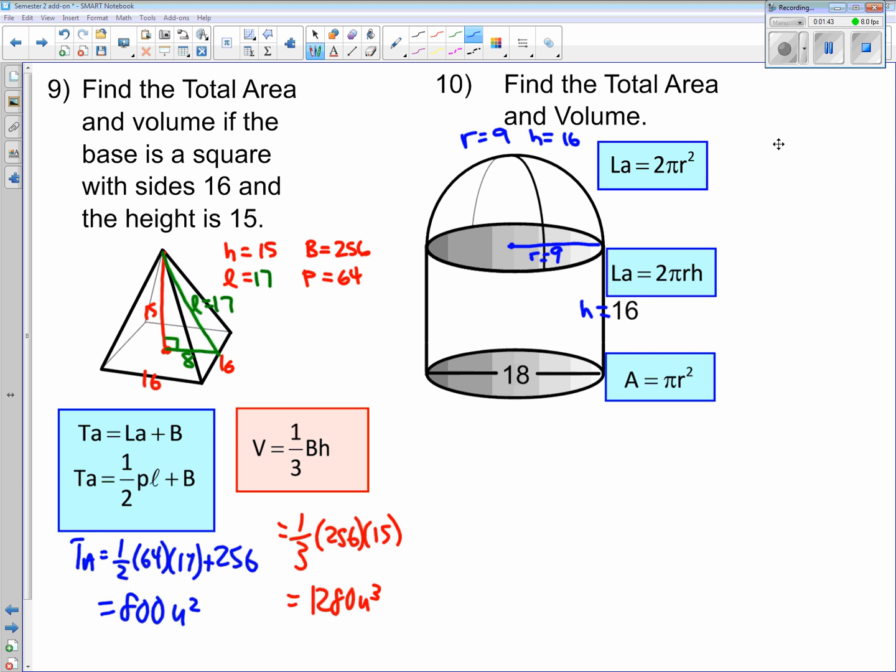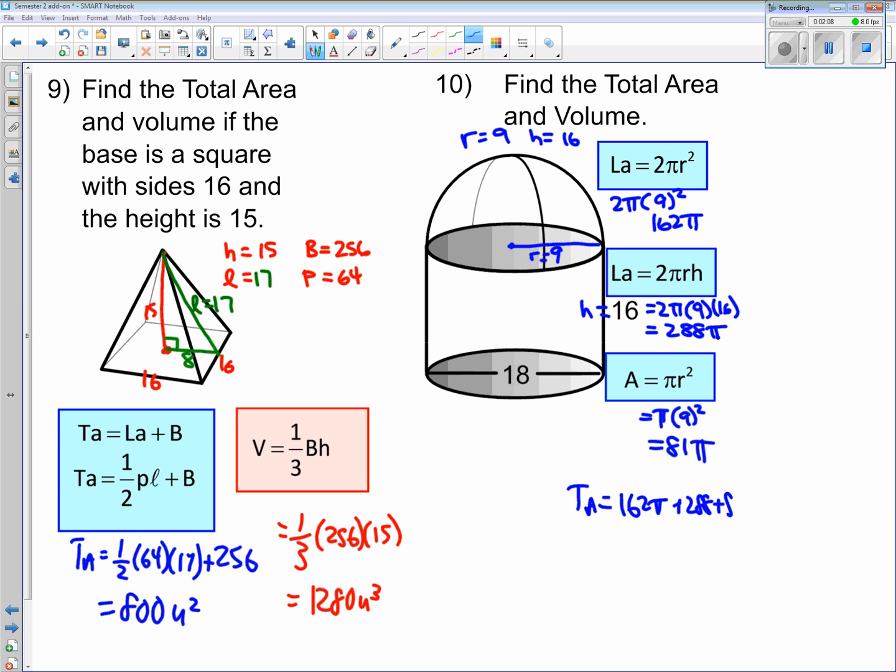So for the hemisphere, we're going to go 2 times pi times 9 squared. It's going to give us 162 pi. For the cylinder, we're going to go with 2 times pi times 9 times 16. That's going to get us 288 pi. And the bottom is just a circle whose radius is 9, so that's 81 pi. So then our total area is the sum of 162 pi, 288 pi and 81 pi. So that's 531 pi.